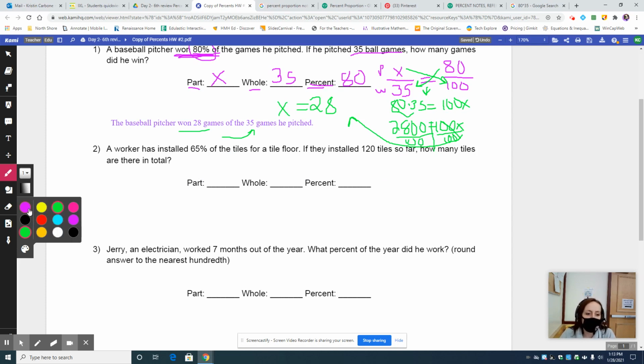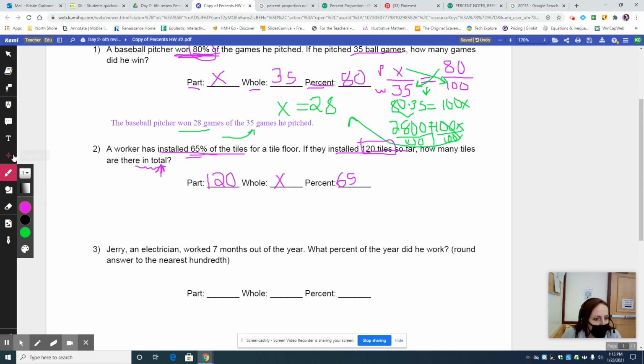Number 2 says a worker has installed 65% of the tiles. So they've installed 65% of the tiles for a tile floor. If they installed 120 tiles, how many tiles are there in total? This is the key. If they're asking you how much in total, what are they asking you for? The part or the whole? So they're asking for the whole. So the whole is actually our unknown here. Our percent is always just our percent. And our number is our part, actually, because it's how many they've installed so far.